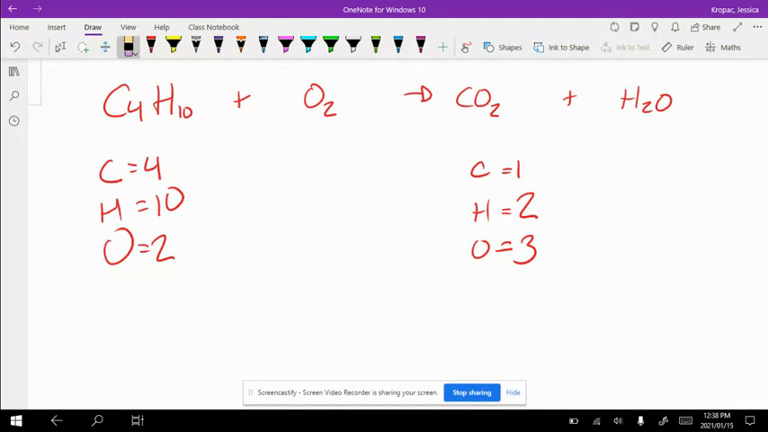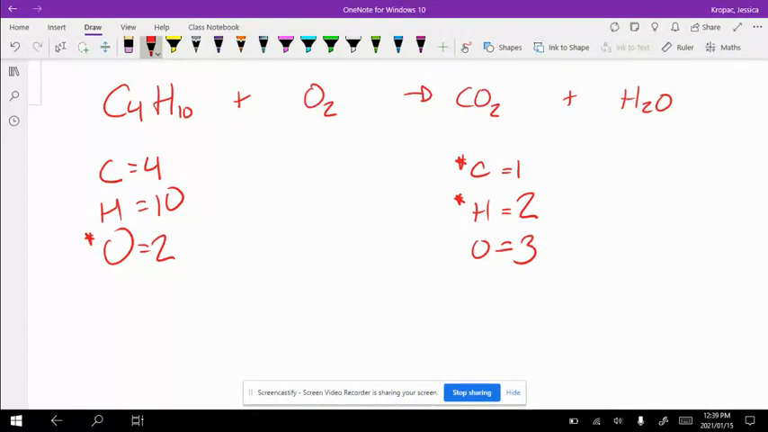Now we're going to go ahead and check. Carbons are not balanced. I have 4 on one side and 1 on the other, so I'm going to have to add carbon to this side. Hydrogens are not balanced. I have 10 on one side and I have 2 on the other, so I'm going to have to add hydrogen to this side. And oxygens are also not balanced. I have 2 on one side, I have 3 on the other, so I have to add oxygen to this side here. So we can start wherever we want.